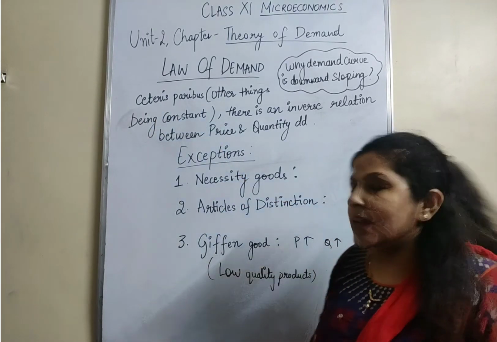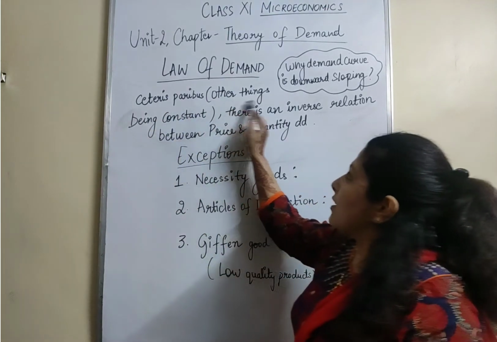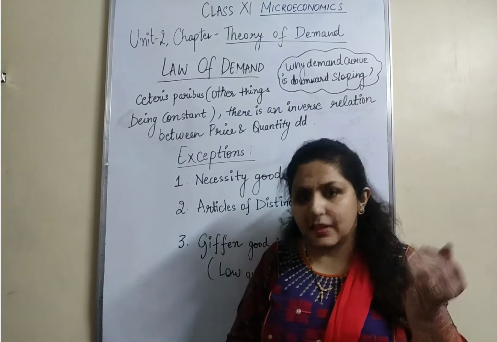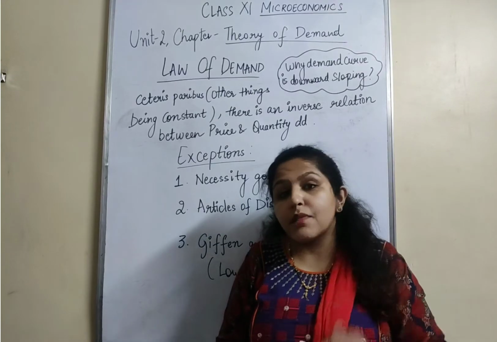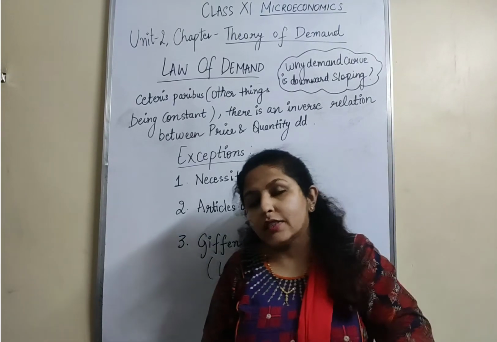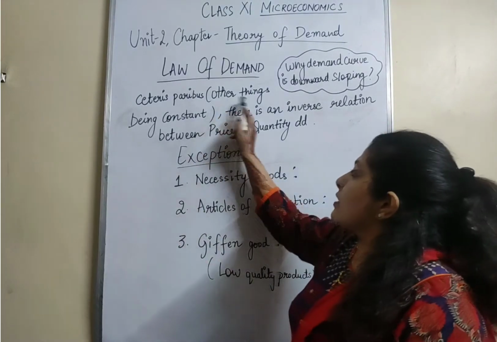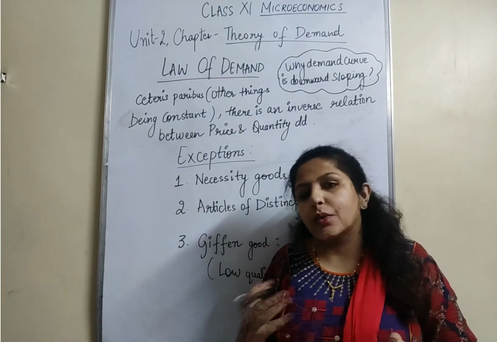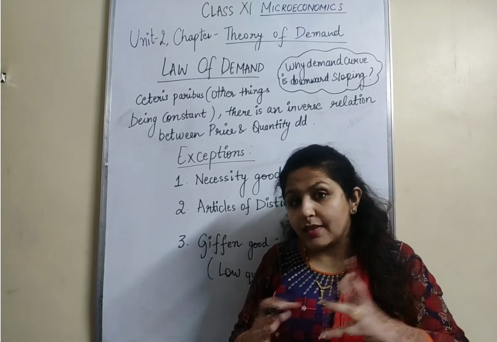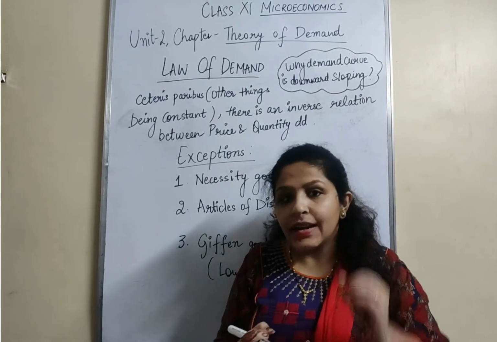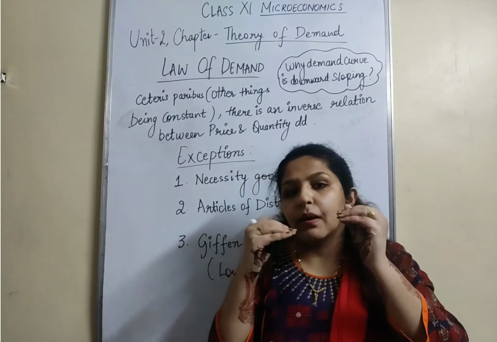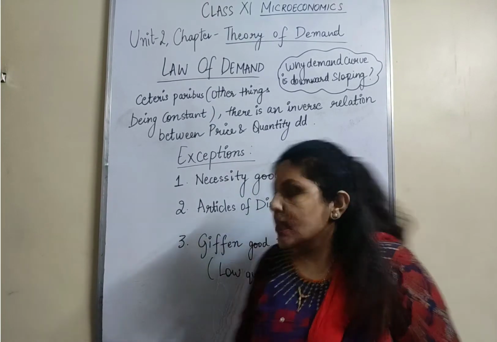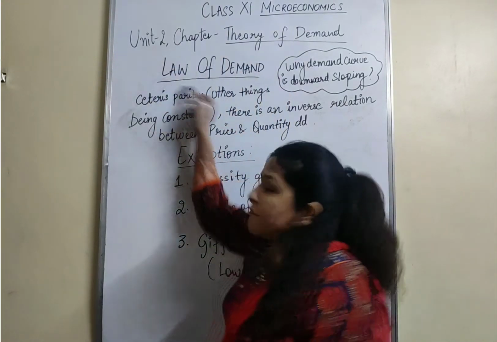What do you mean by ceteris paribus? Ceteris paribus means other things being constant, such that the price of a substitute good is constant, the price of any related good is constant, the income of the consumer is constant, and all other factors are also constant. So other things being constant, there is an inverse relationship between price and quantity demanded. The relation starts from the price side, right? As the price rises, the quantity demanded falls, or as the price falls, the quantity demanded rises. This is known as the law of demand.